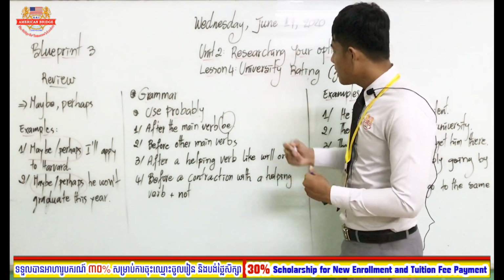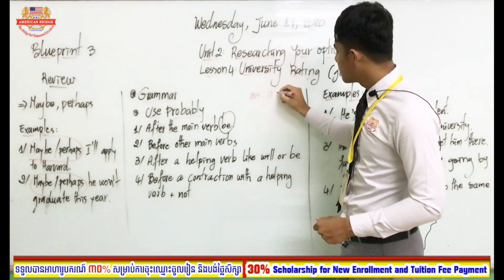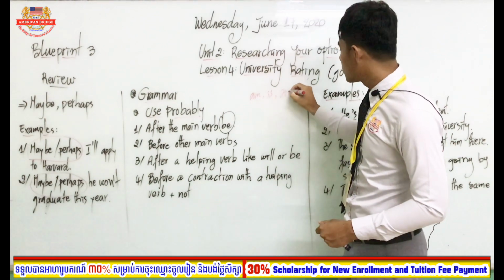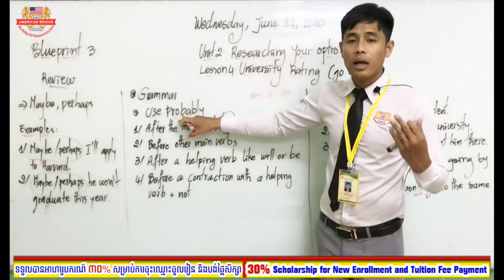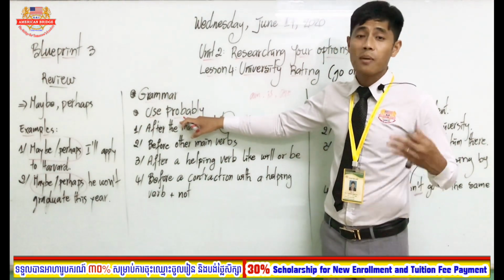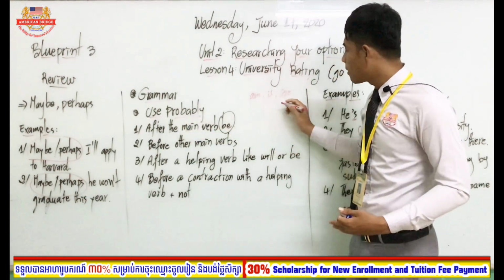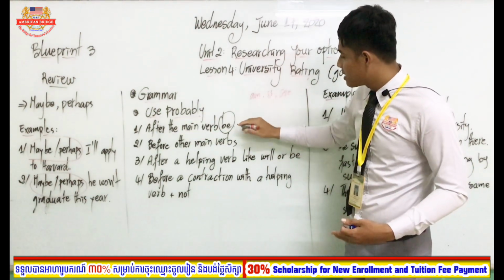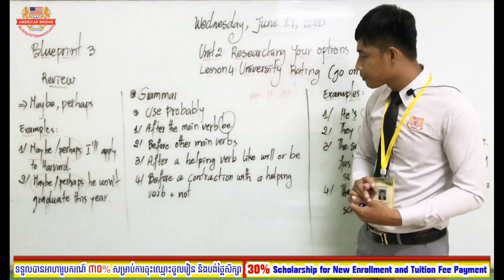Okay, so be in the present: am, is, are, right? Am, is, are. So after am, is, are, we can write probably, if you want to use probably in that sentence. Okay, and in the past, we do not talk about the past, we talk only about the present.